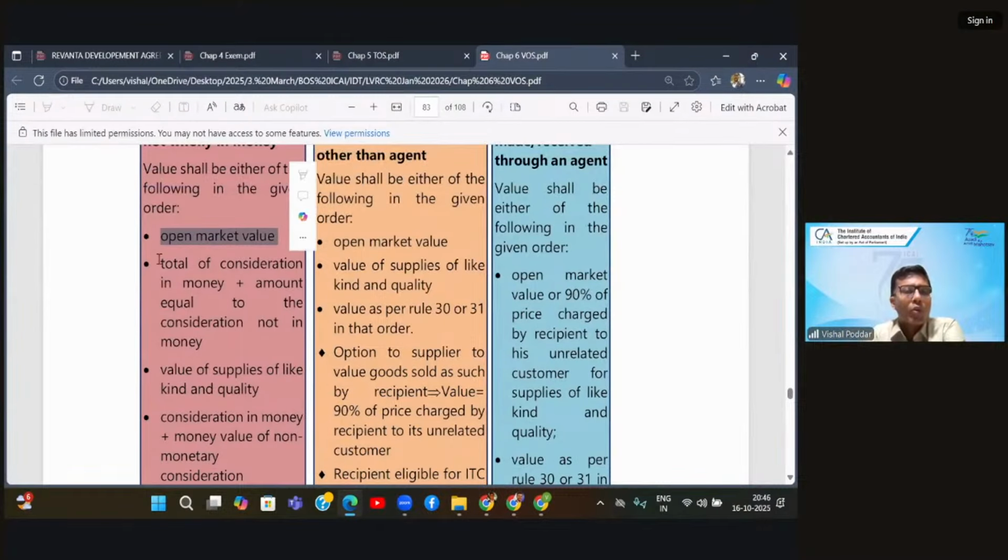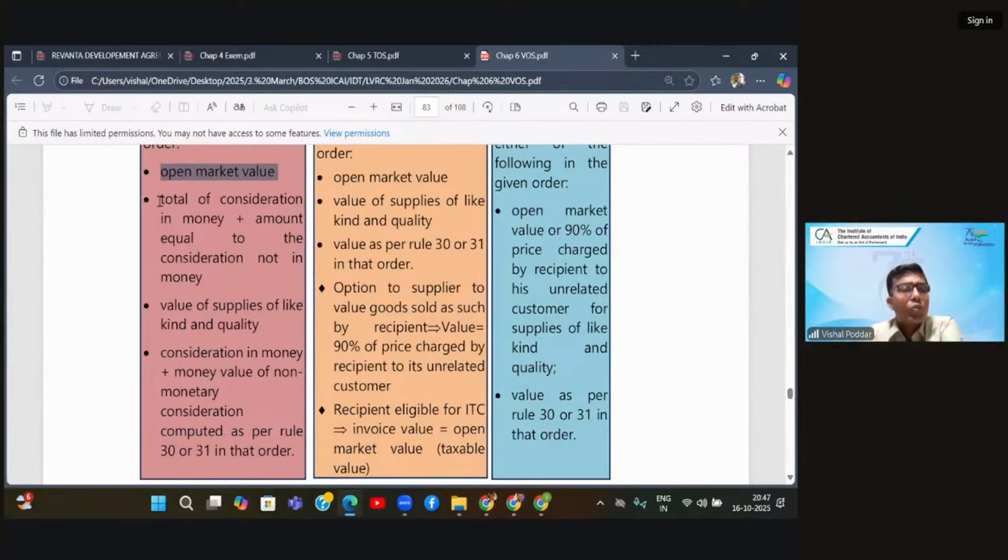What is open market value? Say I have sold a particular commodity to you, and the transaction value of that commodity is not acceptable. So, how to find out the value of this commodity? You will see whether I am selling the same commodity to other buyers where their transaction value is accepted. If yes, then whatever is the transaction value at which I am selling the same commodity to other buyers is the open market value which you will take as the value for your commodity. So open market value is the price at which I am selling the same goods, the same service to other buyers, which is acceptable.